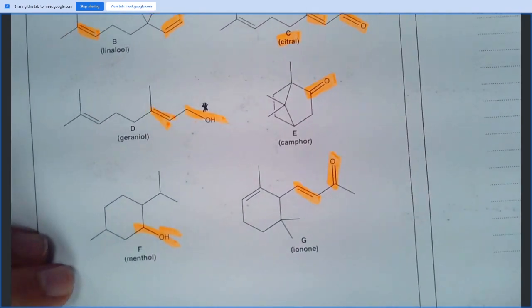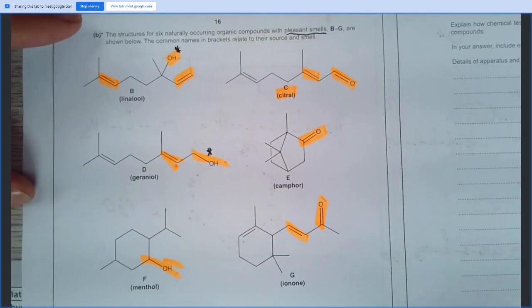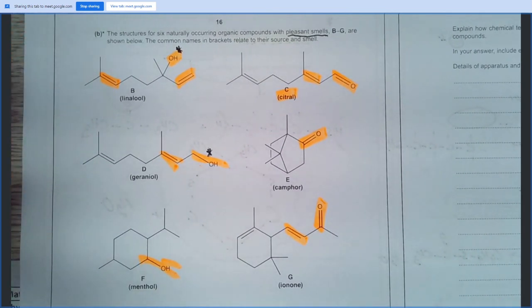Let's move on to the next question. Now, the next question is the last question on this paper, and it's a 6 marker. For this question, I want you to put your pens down and just listen to me first, and then I'll give you time to copy everything. Here it says the structures for 6 naturally occurring organic compounds with pleasant smells, B to G, are shown below. The common names in brackets relate to their sources and smell.